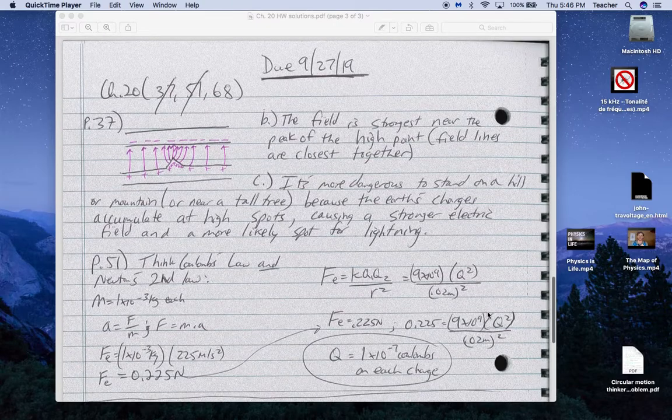For number 37, we went over that in class also. The idea is here towards this peak where the charges pile up, we get charges close to each other, and we also get a stronger electric field.